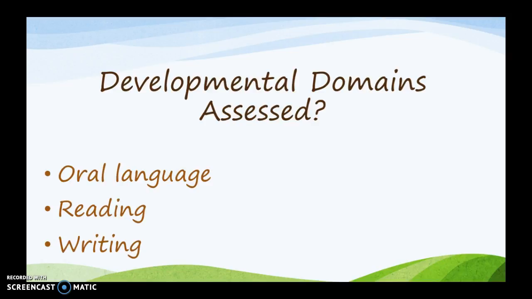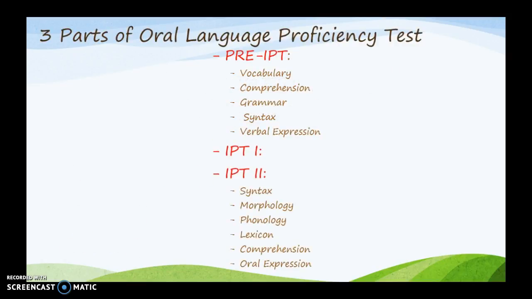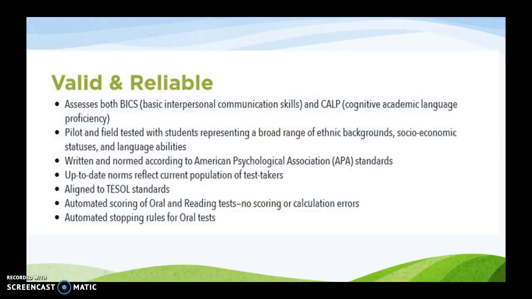So the 3 developmental domains that are assessed are oral language, reading, and writing. The oral parts go ahead and test more than just orally. So pre-IPT, you can see here, tests things such as vocabulary, grammar, and syntax, while IPT1 and IPT2 both go ahead and measure syntax, morphology, phonology, lexicon, comprehension, and oral expression.